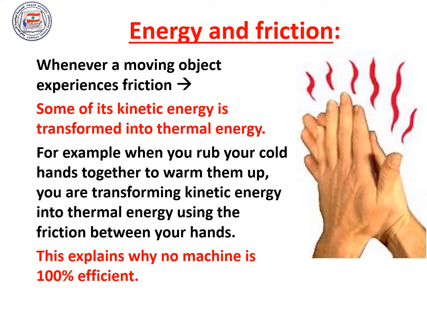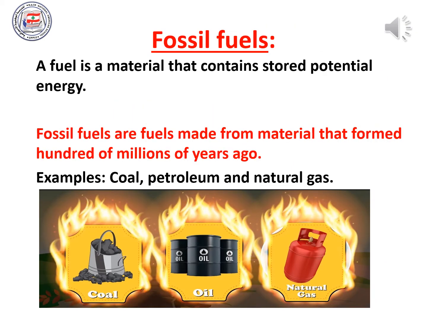So we have friction, and since they are moving, we have kinetic energy. Because of friction, because your hands are experiencing friction, this kinetic energy is transformed into thermal energy. This explains why no machine is 100% efficient, because we always have a transformation between kinetic energy and thermal energy because of friction.